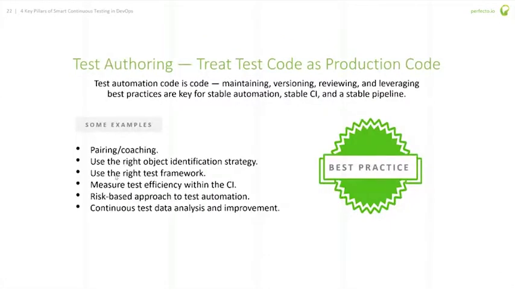These are some nice practices that I've collected over the past few years with regards to test creation, test authoring, and if you're practicing a few of these, fine. If you are not, I strongly recommend that you look at doing some more pairing and coaching between the different team members. Make sure that you're using the right object identification strategy. Work with your developers. Make sure that your object locators are more robust than ever.